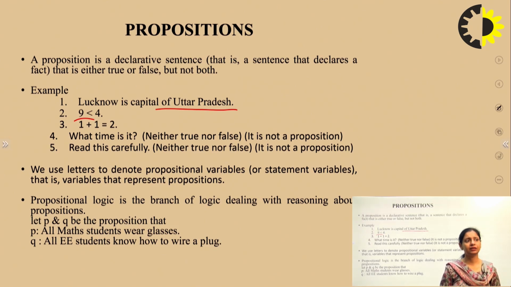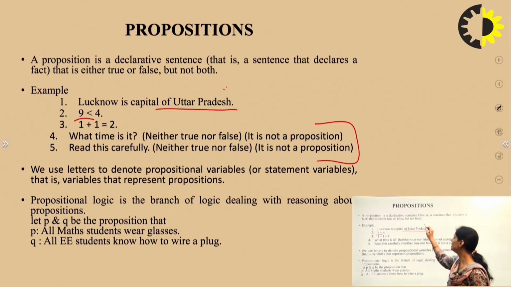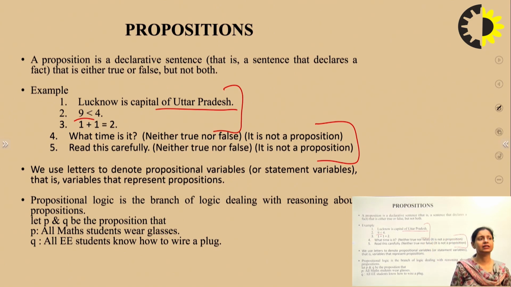Now let's see some of the examples which are not a proposition. What time is it? Here you cannot give the answer in yes or no. It would be the time that the other person would be giving. Read this carefully. Again, this is a kind of sentence which does not give us a result in yes or no. So these are some of the sentences which are not a proposition, where we are not getting the answer in yes or no. But these are some of the sentences where we get the answer in yes or no.